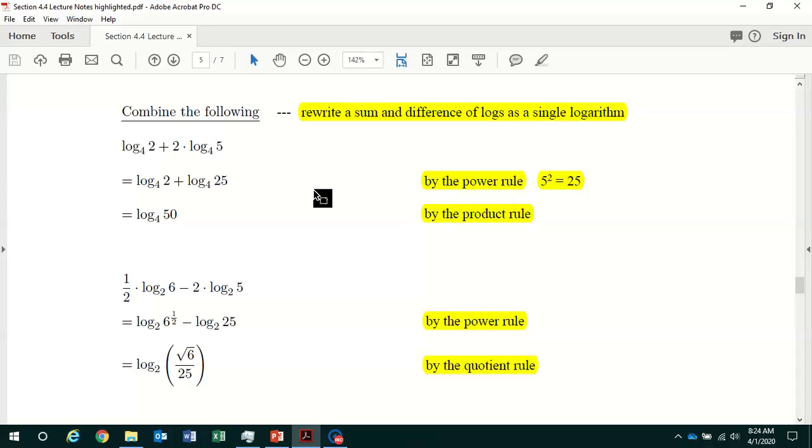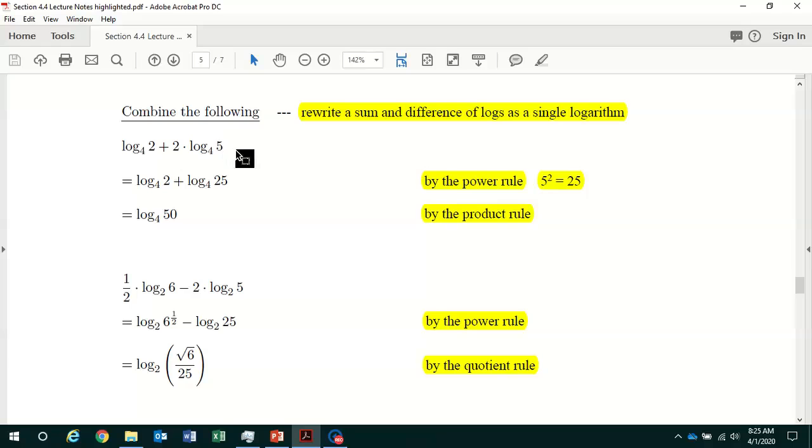Now, when we apply the laws of logarithms in combining a sum and difference of logs into a single log, the bases of the logs have to be the same. This doesn't work if the bases of the logs are not the same. So we're going to combine log base 4 of 2 plus 2 times log base 4 of 5 into a single logarithm. Well, 2 times log base 4 of 5, by the power rule, we can bring that 2 inside the logarithm and make it an exponent on the number 5.